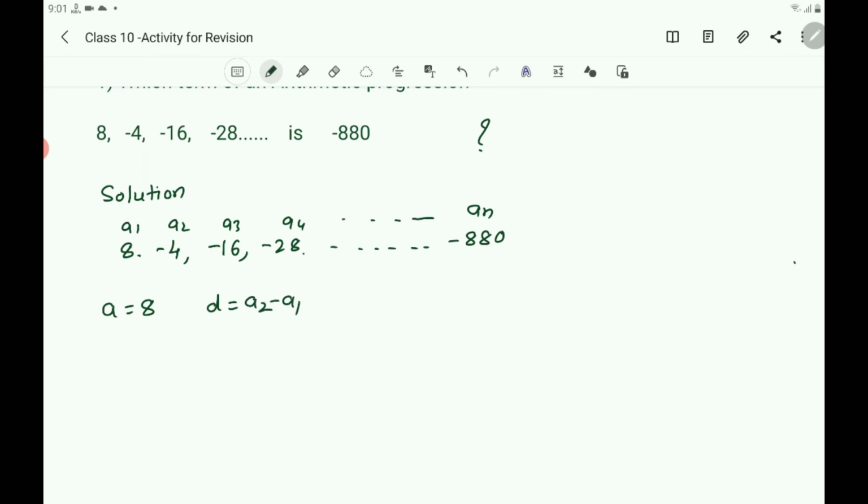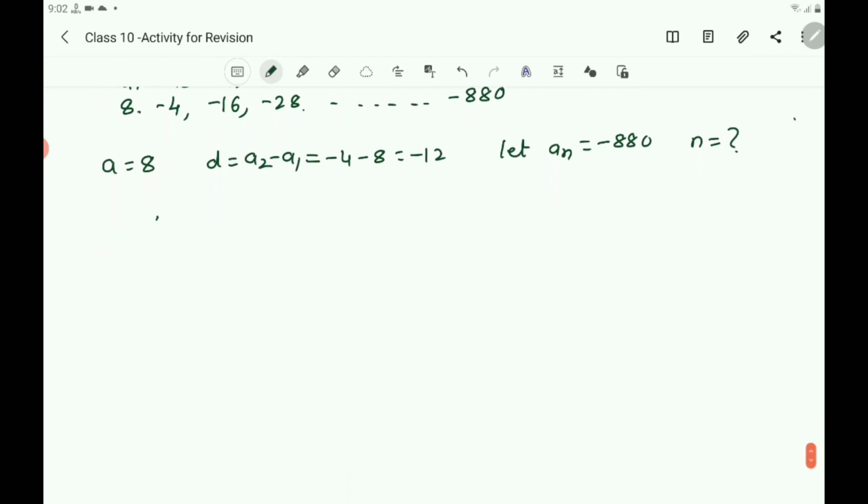A2 minus A1, that equals what? A2 is minus 4, minus 8. The sum of these two, minus 4 and minus 8, adds up to 12. Here both the numbers have a negative sign, so it is minus 12. Then let AN equal minus 880. Here we have taken this as the nth term, and next let us find out n. So the question mark is for n.